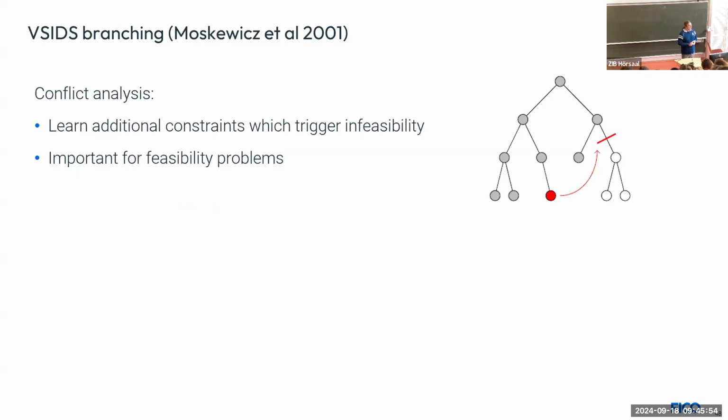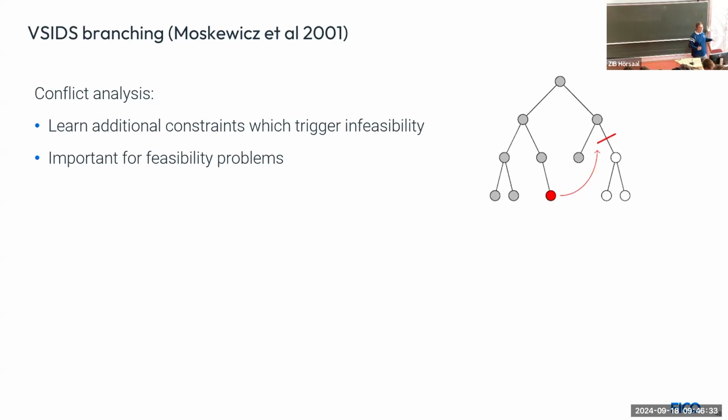Okay, then let's come to VSIDS branching. What a name. That's an abbreviation for variable state independent decaying sum. I'm proud that I can remember this. I don't ask you to do so. This has to do with conflict analysis. We will look at what conflict analysis actually is in the second session today. For now, just keep in mind, it's a procedure where you learn additional constraints. Whenever you find an infeasible subproblem, you do some deductions that will help you later on to detect infeasibility early.